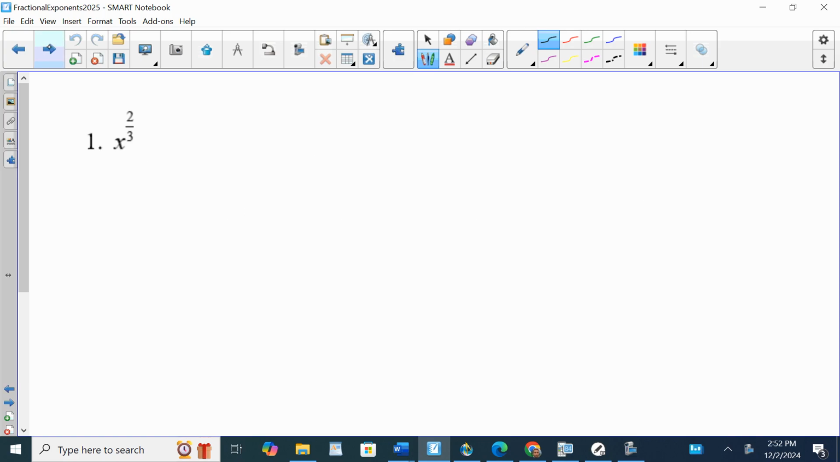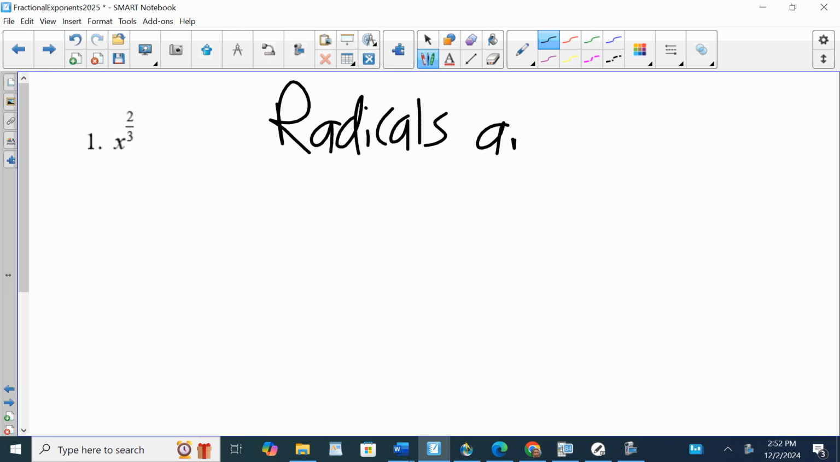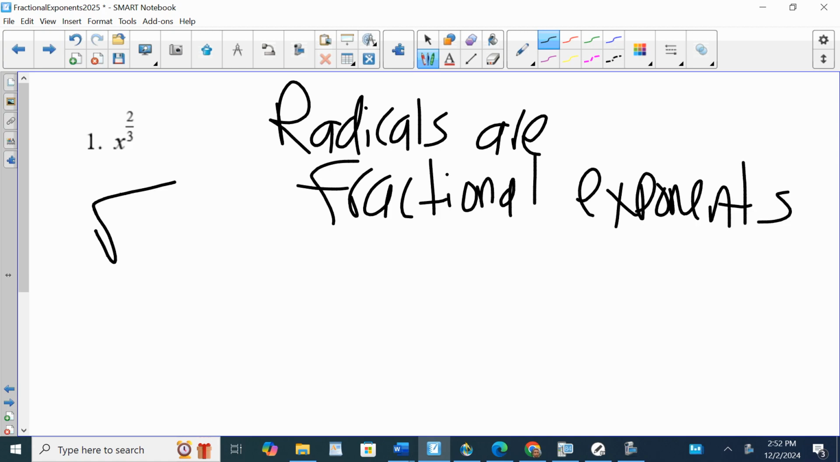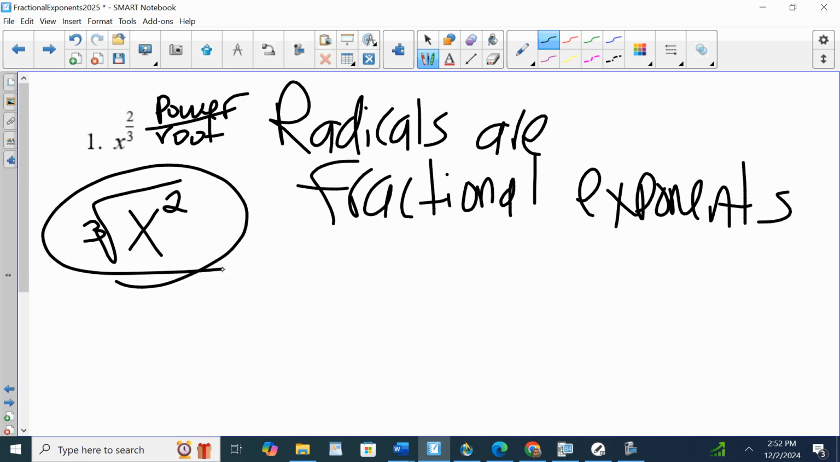Whenever I see a fractional exponent, radicals are fractional exponents. So if I see a fractional exponent, I can rewrite it as a radical. Whatever is being raised to the power goes inside, and the exponent is always the power over the root. So the power is 2. That's what the x is being raised to. The root is 3. That's the index of the radical. That's your answer. I put it inside of a radical, power over the root.